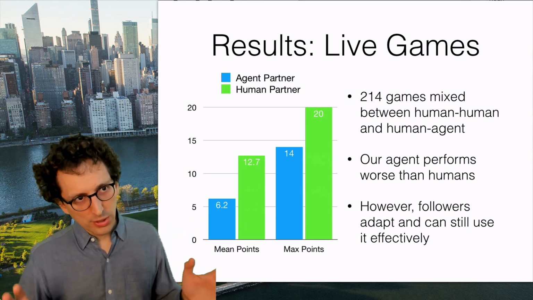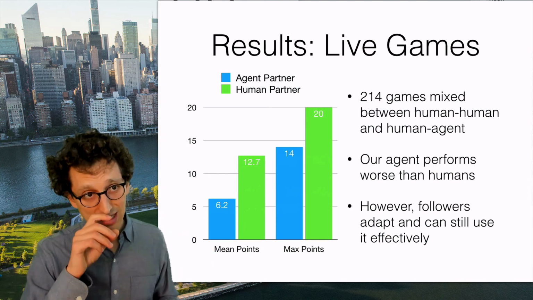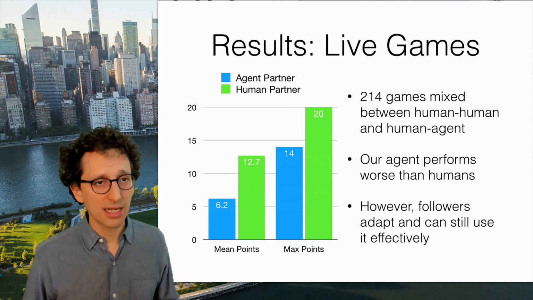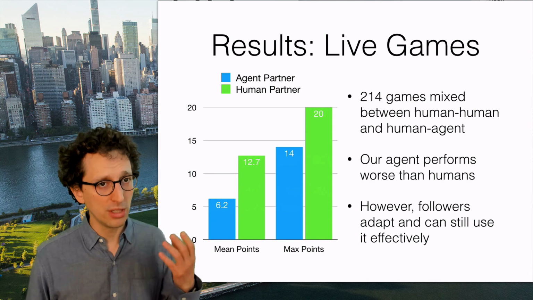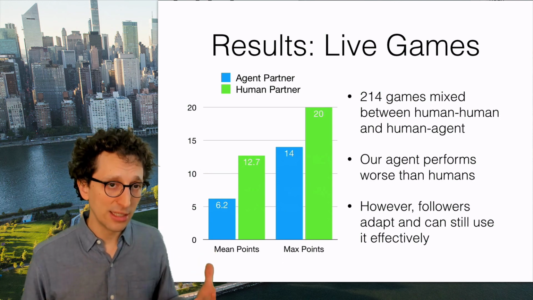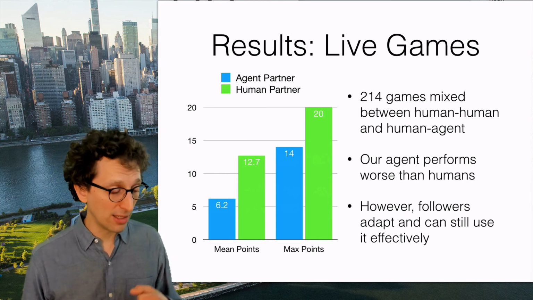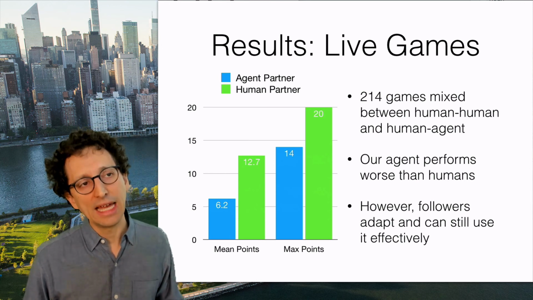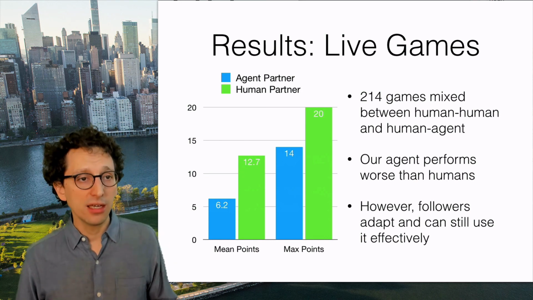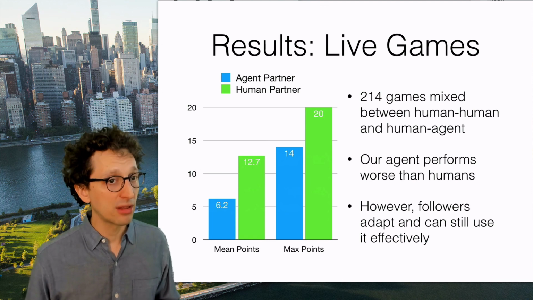Okay, I want to quickly conclude with some results. So these are results on live games. After data collection, we conducted another 200 games that are mixed between human-human games and human-agent games, where we didn't tell the human leader if they are playing against another human or with our agent. And what we are measuring is how many points they get in the game. So this is task performance.